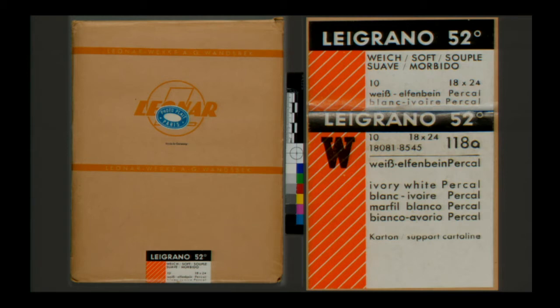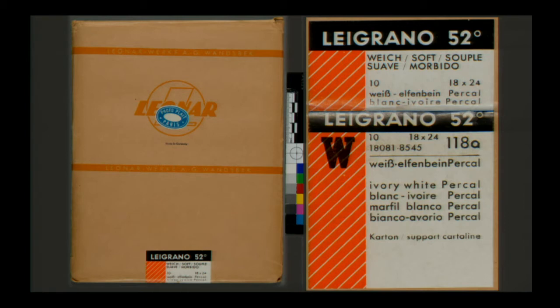So those are some of the microscopic variables. But what about variables that we can see? What about variables that an artist, a photographer, would be aware of and would influence his or her selection process? I was asking myself this question, and the answer was literally staring me in the face, because on every package of paper, there are basically the four variables that a photographer would use to make the selection of paper. So it's the base color, and in this case, it's ivory white. And then there's texture and gloss, combined in that word percale.